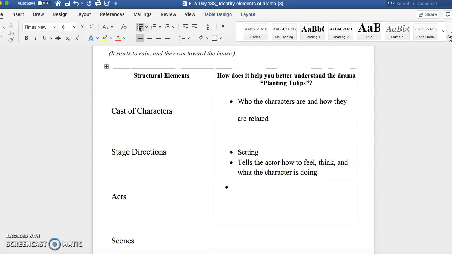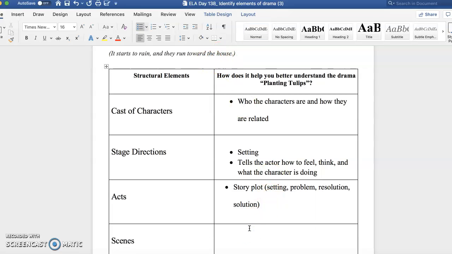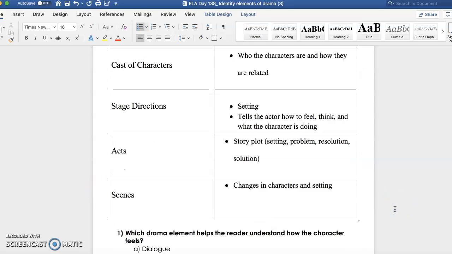Now the act, remember we said that the act is the story plot, okay? This is the setting, problem, resolution, solution, okay? And then the scene tells us the changes in characters and setting. Because remember, every new scene there were different characters and they were at different houses.